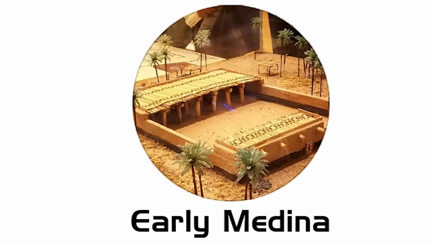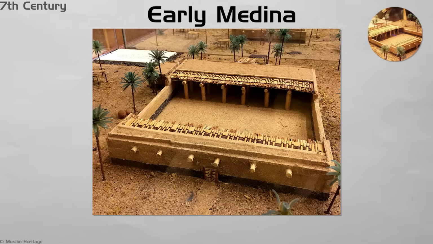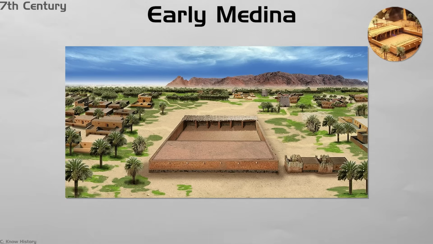Early Medina. These were the first communal prayer spaces in Islamic history, centered on the courtyard of the Prophet Muhammad's own home. The design was incredibly simple, with a covered area for shade supported by palm trunks and a large open courtyard for prayer and gatherings.